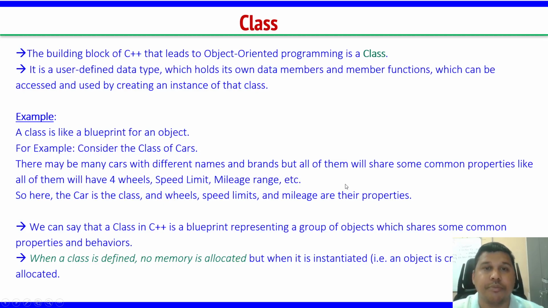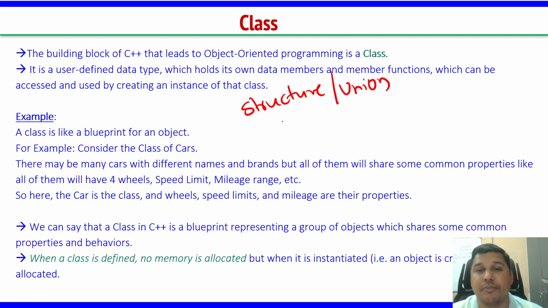So what is a class? Very important: among all those 8 building blocks, the most important building block is class. With the introduction of this class, life has come to object-oriented programming. I will talk a little about structure or union, which you have studied in C. In structure and union, when you declare a structure, you define only the variables.